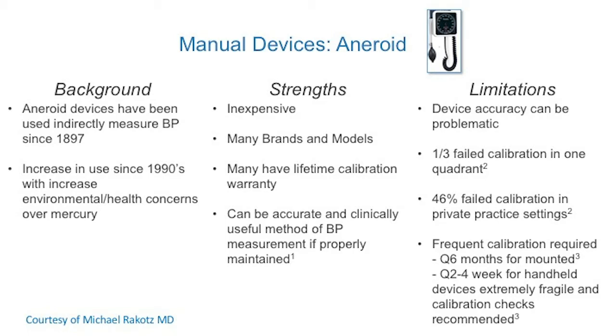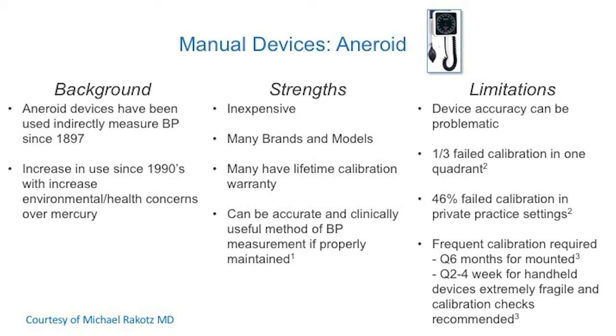The accuracy can be a little problematic, but here's the issue. If you actually go around snooping, like on a JCAHO site visit here, and you look at how many fail calibration in one of the 50 millimeter of mercury quadrants or fifths, 1 out of 3 fail, and in the private practice setting, 1 out of 2 fail.